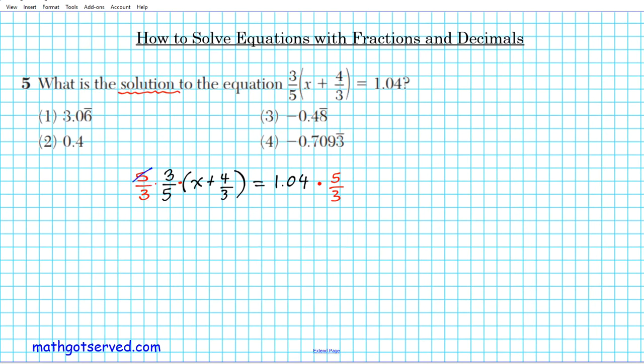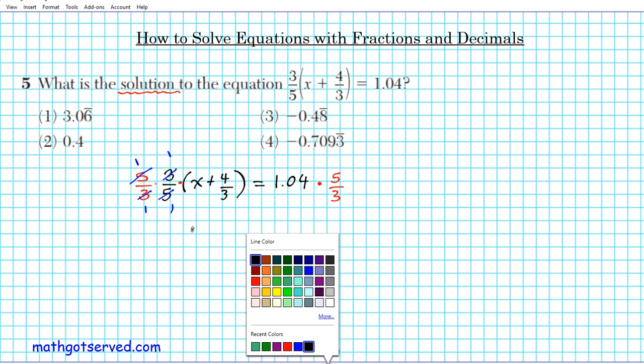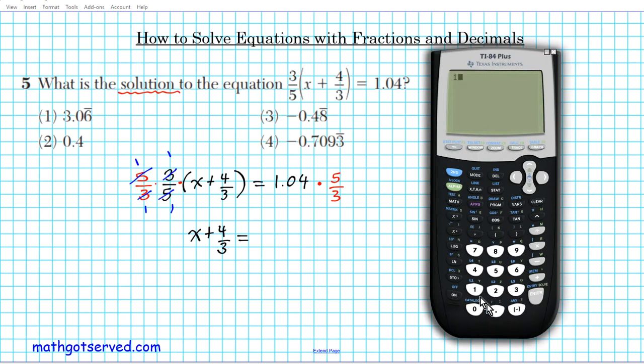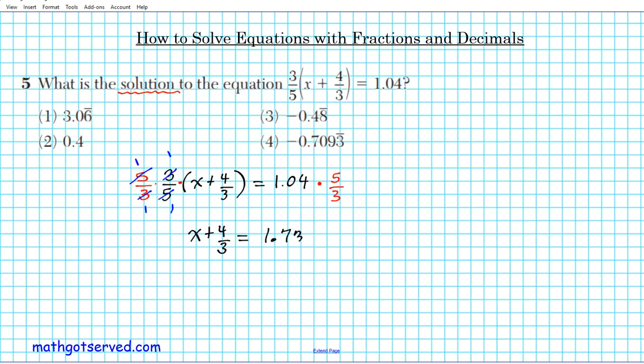Now let's simplify this. This 5 divides with this 5, and this 3 divides with this 3. On the left side, notice we've gotten rid of one of the annoying fractions, and we are left with x plus 4 thirds. On the right side, we are multiplying a decimal with a fraction, so this is where we employ our calculators. 1.04 times 5 over 3, and your answer is going to be 1.73 repeating. Let's write that down, 1.73 repeating.